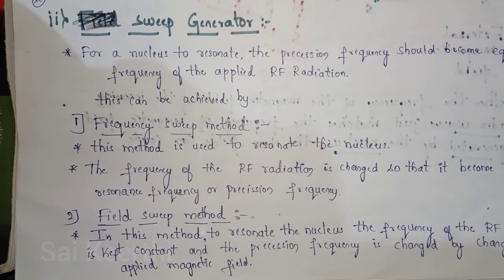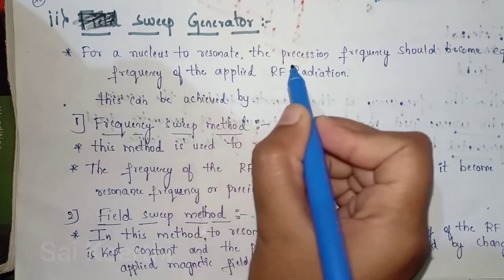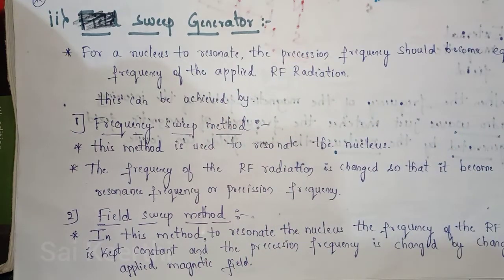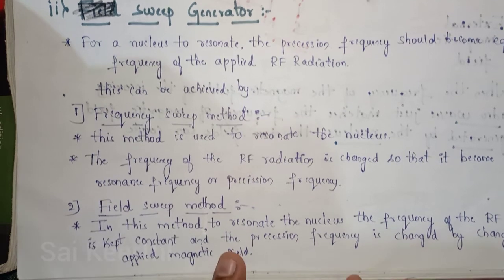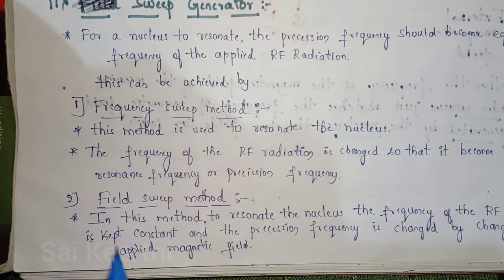Resonance will occur when the frequency of the precessing nucleus, that means the spinning nucleus, equals the frequency of the applied RF radiation. When these two fields couple, then only resonance will occur and the nuclei will go to the beta spin state. So, to bring the nucleus to resonance, we will use the frequency sweep method or the field sweep method. Let's study the frequency sweep method first.